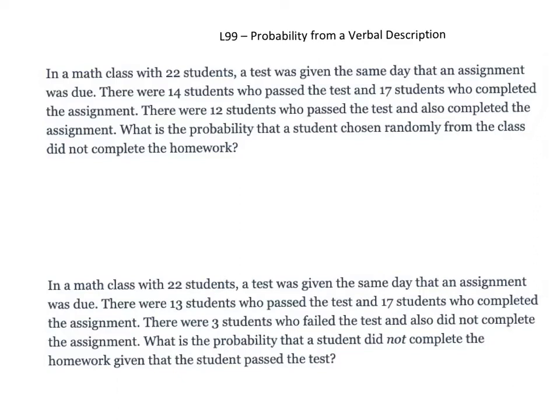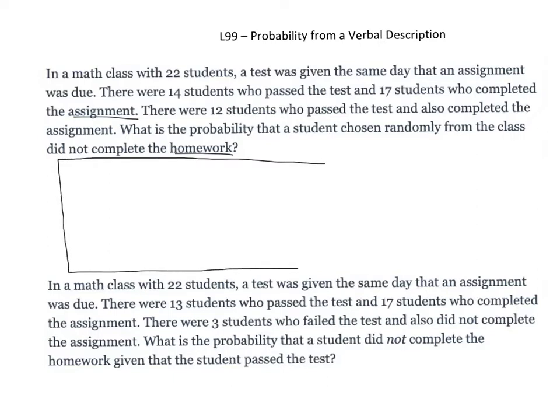So one thing that's kind of weird here is we're going to assume that homework and assignment mean the same thing. I cut and pasted these directly from Delta Math, and I think maybe it was just a typo there. So the first thing we do is we notice that we have two things. We have the test and we have the assignment. So this is a good chance to make a two-way table, which is what these tables are called that you saw from last lesson. So we're going to draw it out.